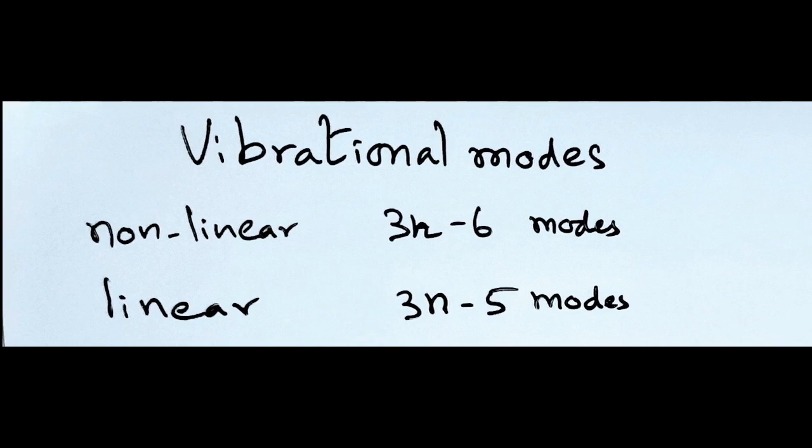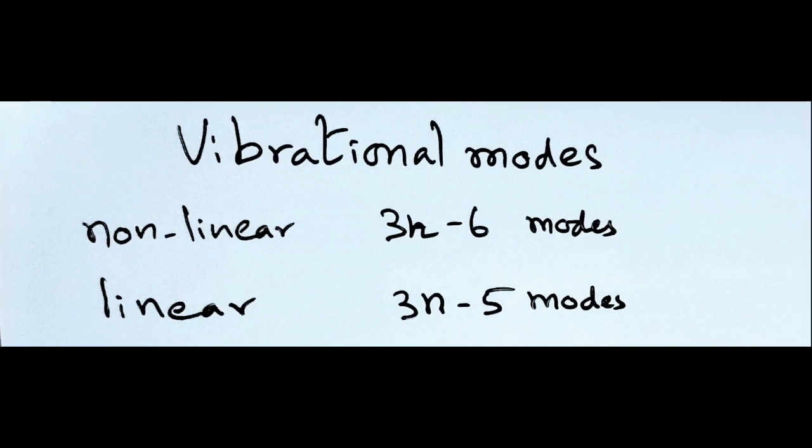So if we have methane containing n atoms, here n is equal to 4 hydrogens and 1 carbon, so 5. For such non-linear molecules, the number of possible vibrational modes is 3n minus 6. So the number of atoms in methane is 5. 3 into 5, 15 minus 6, 9 possible vibrational modes are there for a molecule of methane.